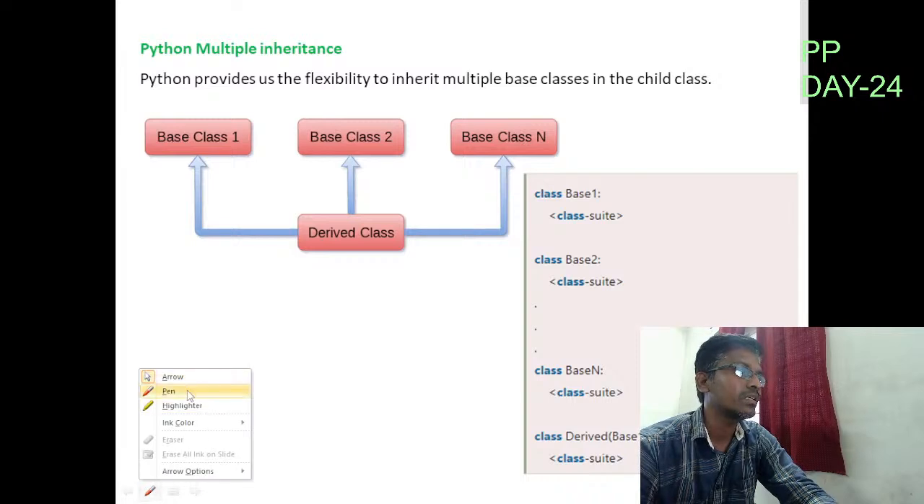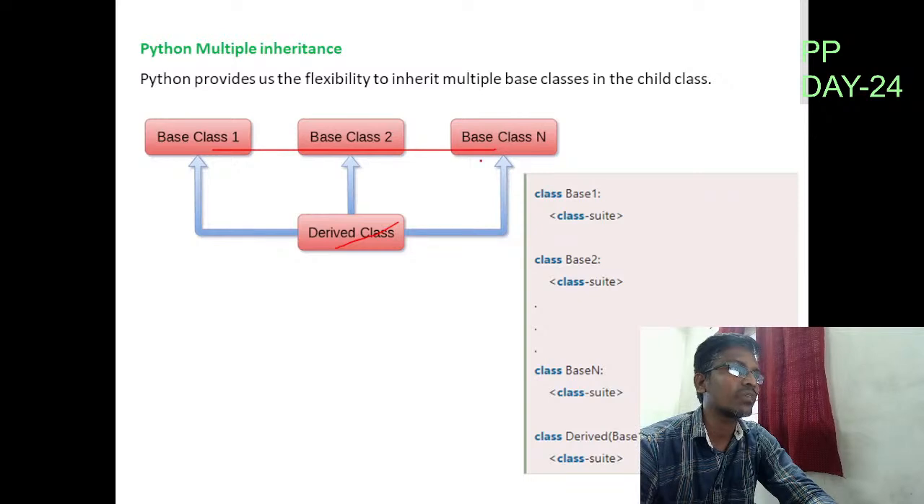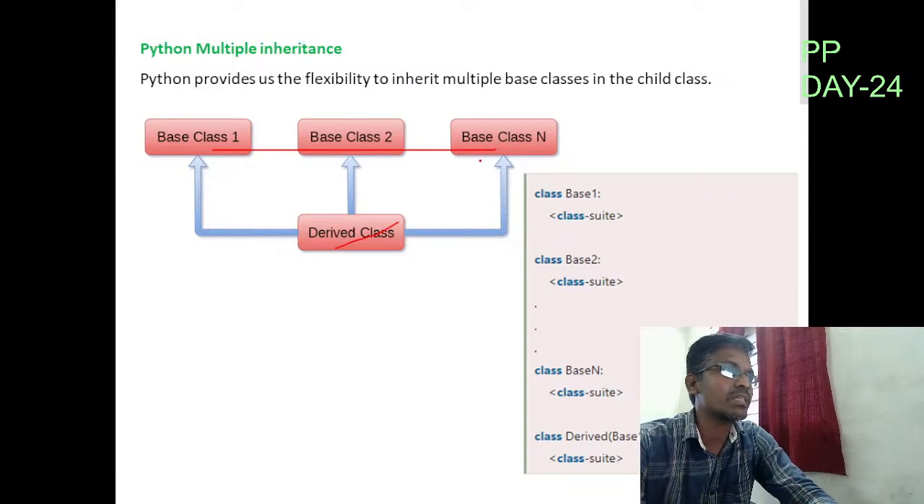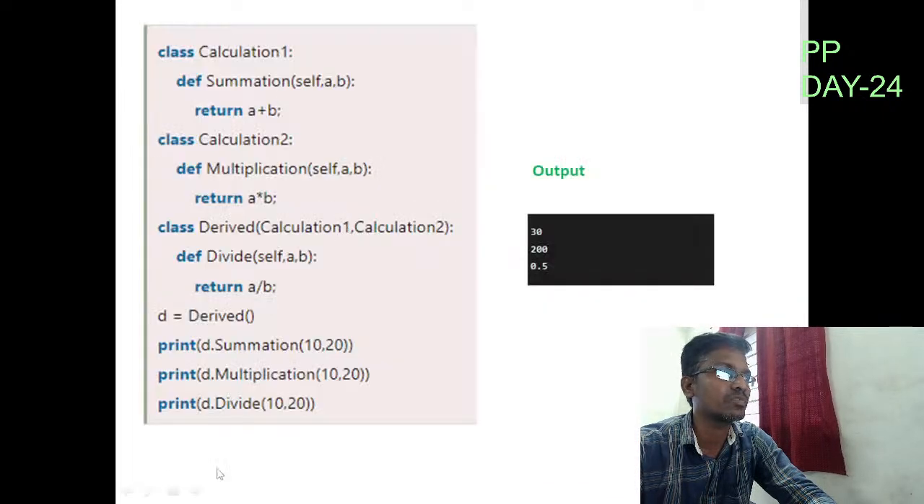Here you have to derive one new class from more than one class. Deriving a new class from more than one class is called multiple inheritance. This is an example: this is base class 1, base class 2, and so on up to base class n. Now I am deriving one new class called derived, followed by base class 1, base class 2, base class 3, and so on up to base class n. That is called multiple inheritance.